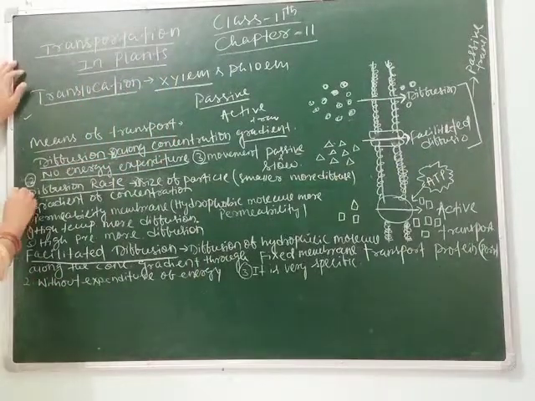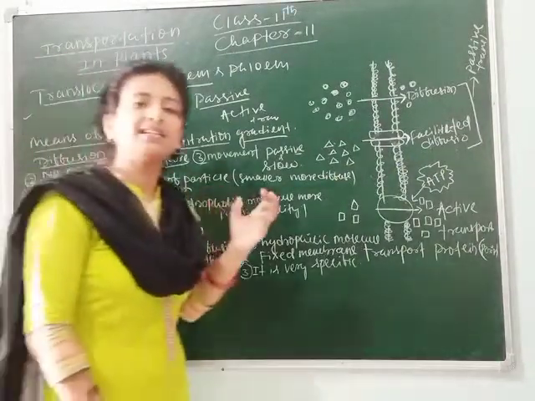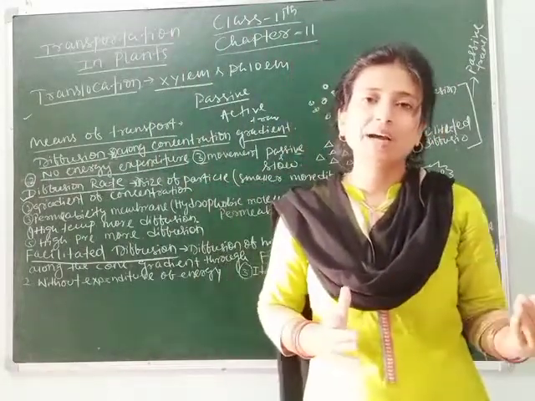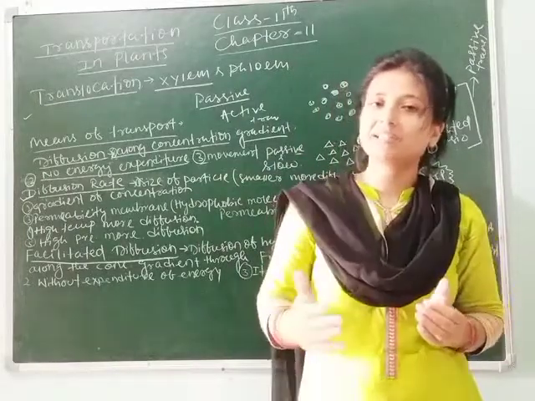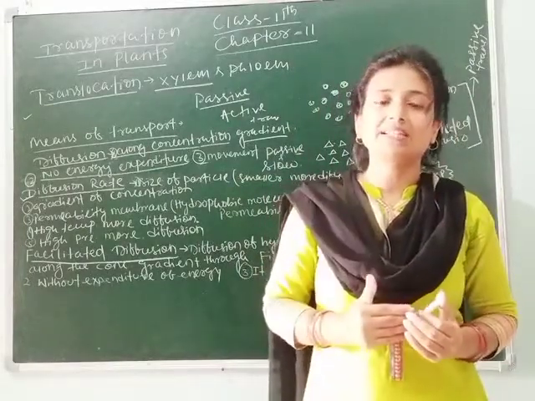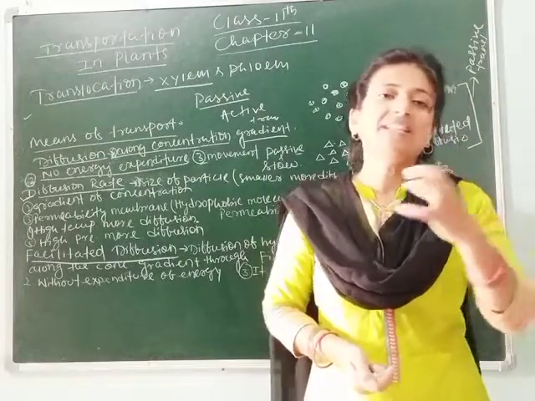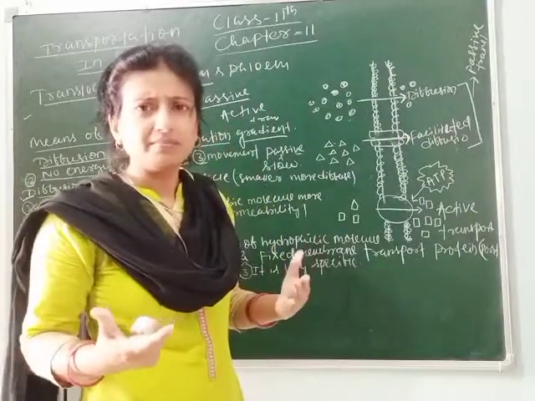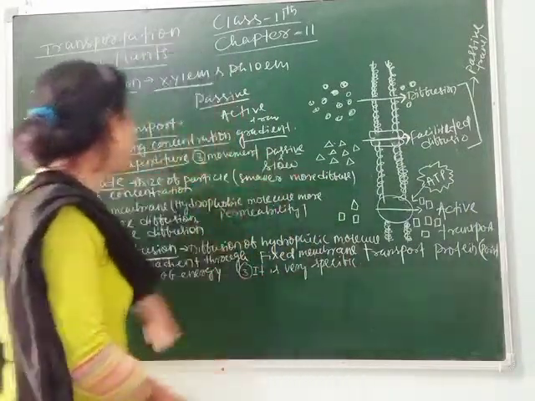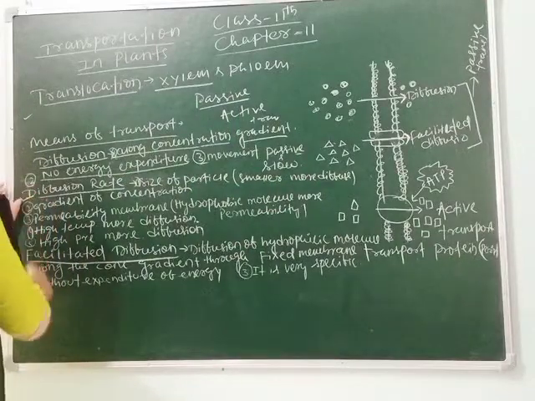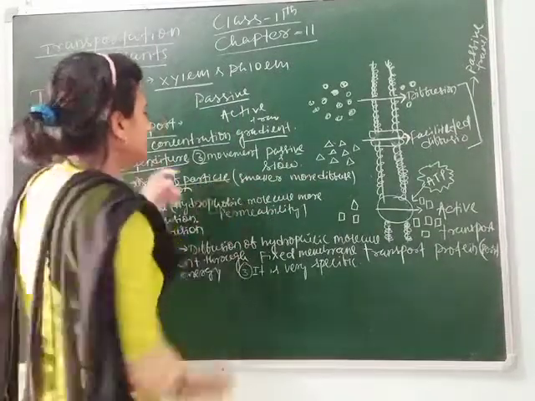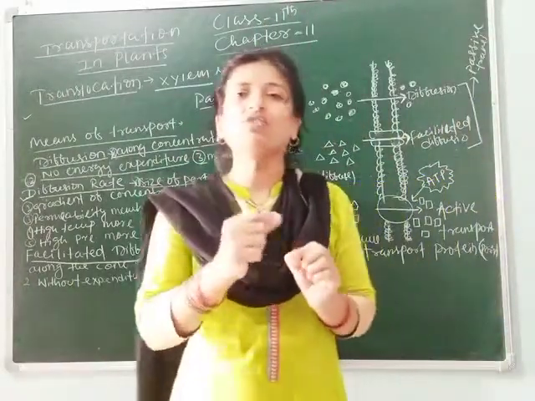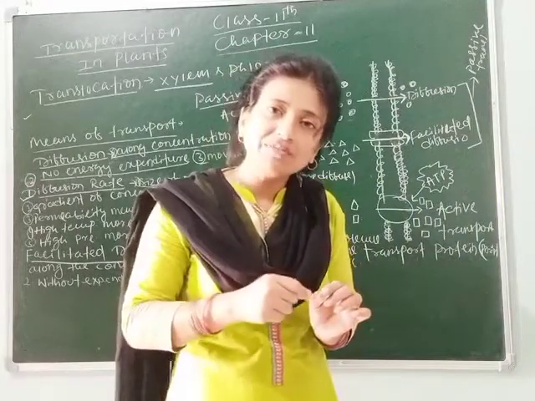Next we will see diffusion rate, means on which factors diffusion depends. In some cases diffusion will be faster or slower, and that depends on some factors, either factors present in the plant or environmental factors. So what are the factors? The first factor is size of the particle. If the size of the particle is large, then it can't cross through the cell membrane. So diffusion will be less.